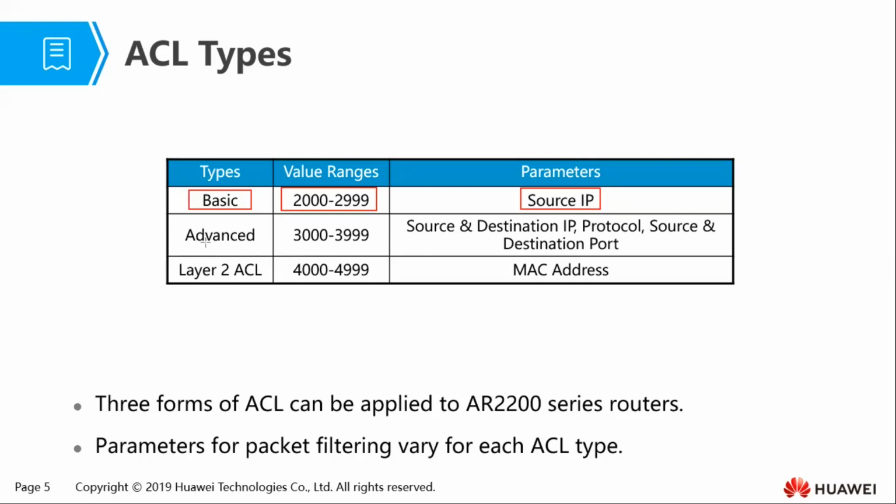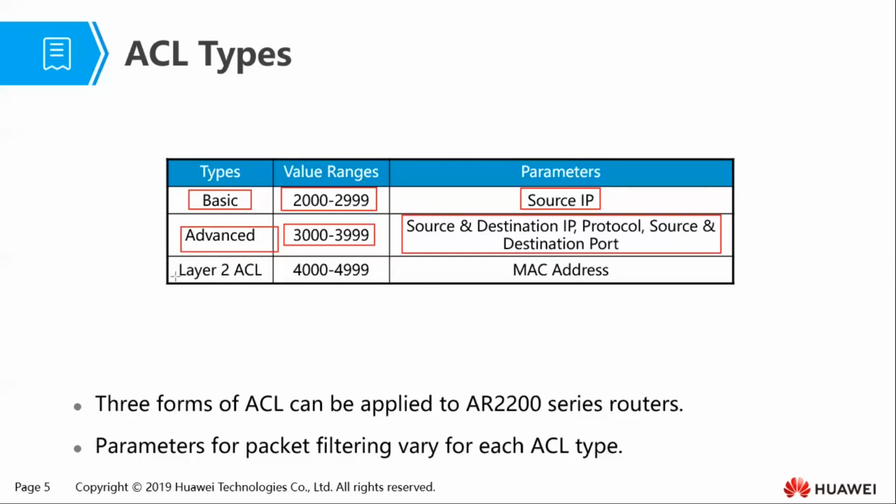Then you have the advanced ACL, which uses an ID between 3000 and 3999. For parameters, you can use a combination: source and destination IP, you can use the protocol, where packets from this protocol are not allowed, or source and destination port numbers. So for example, you can block port 80 in your router so that any packet whose destination is TCP port 80 is simply discarded.